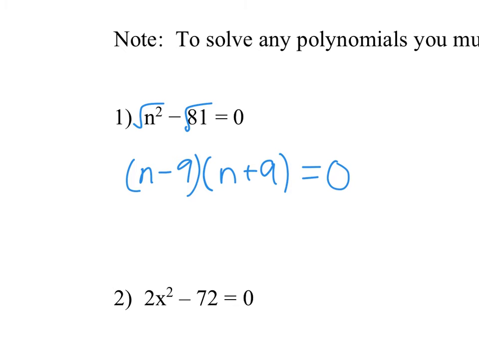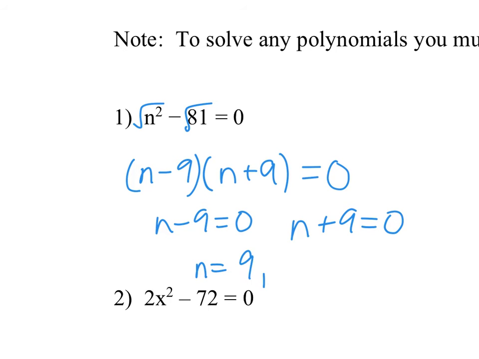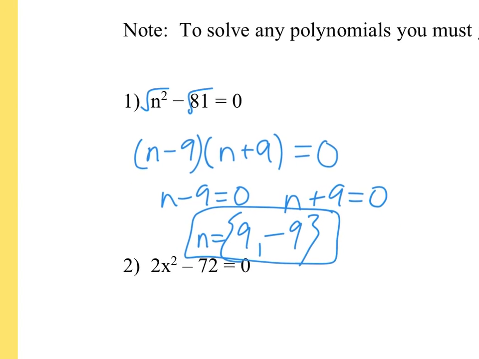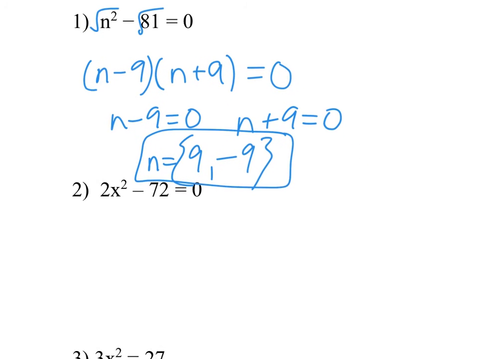When I'm in factored form set equal to 0, what's the last thing I have to do? Yep. Set each part equal to 0. Good. Break it apart. So n minus 9 is 0, and n plus 9 equals 0. And then we just solve. What are my two answers going to be? 9 and negative 9. Cool. Questions on that?